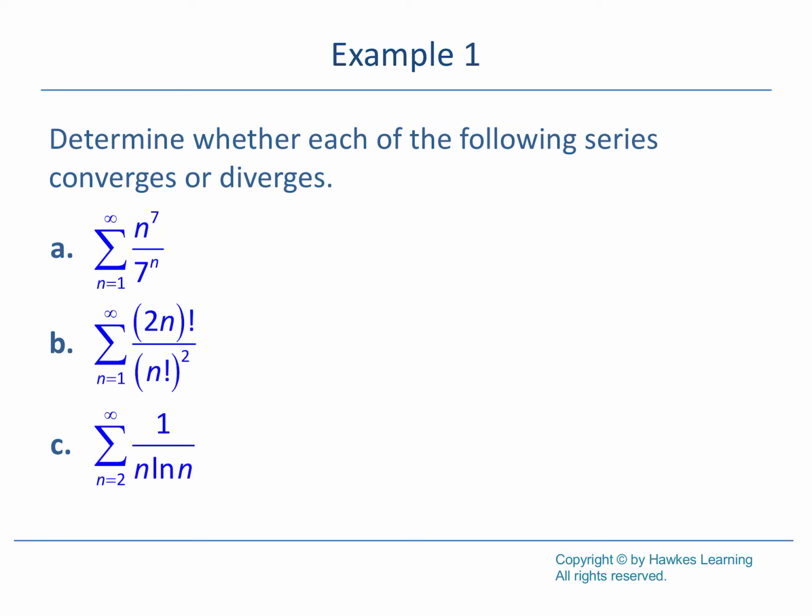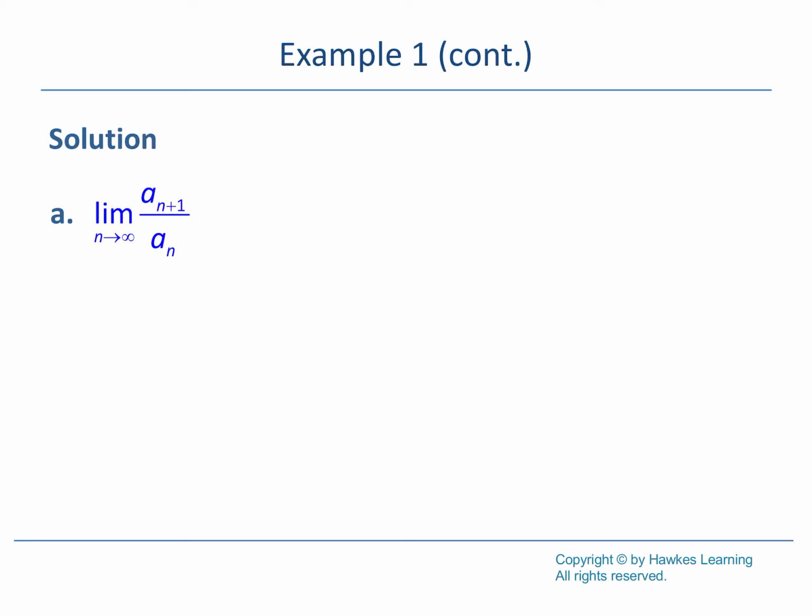And then part C, I think we're going to get an inconclusive thing there. It looks a lot like the harmonic series. We've got that extra ln of n factor on bottom, so maybe it could converge since there's more going on on the bottom, but yeah, we'll see.